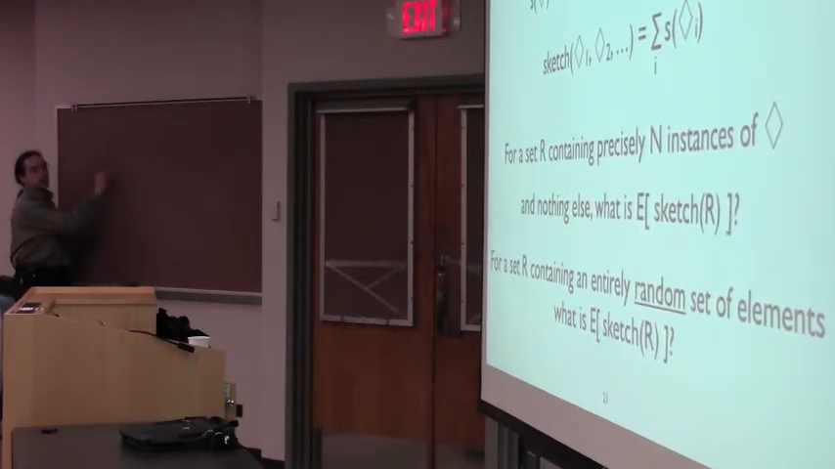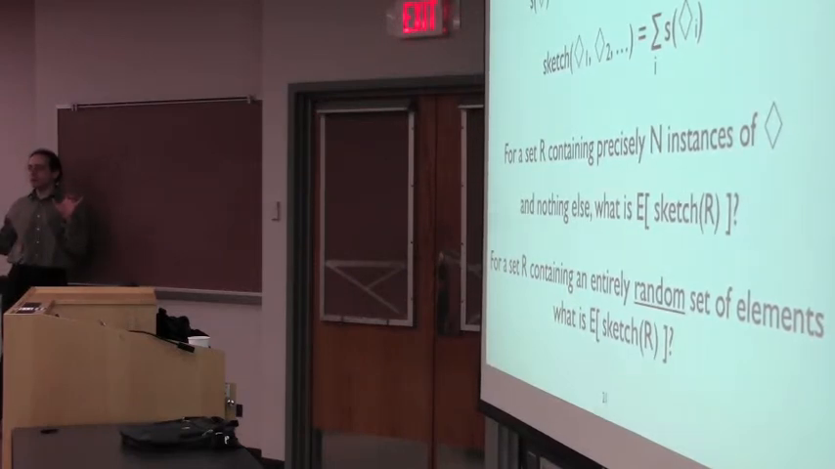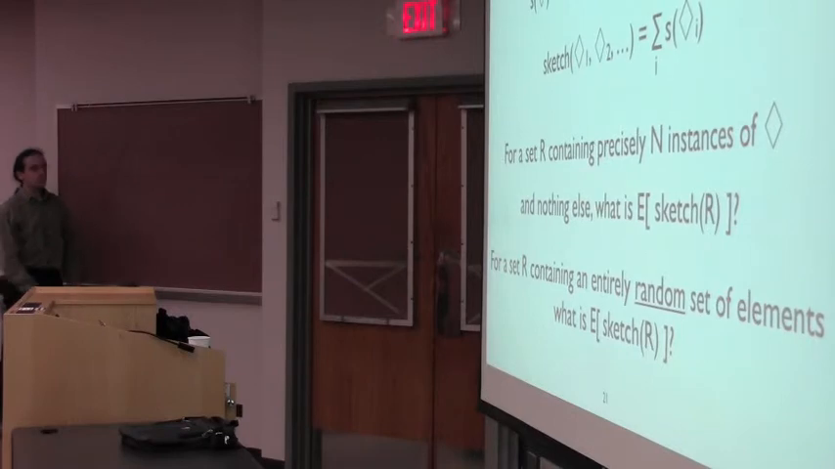Given a set with n instances of this object, let me rephrase this: what happens if we have a set containing precisely n instances of a given object, and the rest is completely random? Then what is the expected sum? Plus n or minus n, exactly.